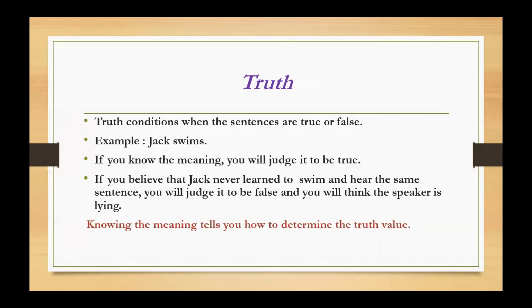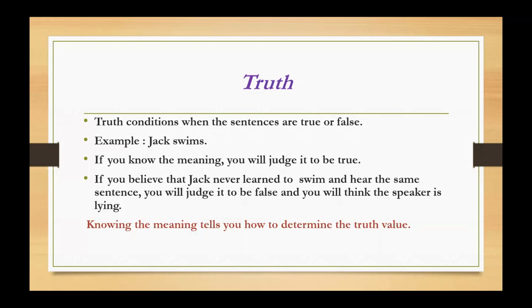So, Jack swims. Is it true? If you know the meaning of Jack and swims, and if you believe that Jack is someone who can swim, then this sentence is true for you. If you know that Jack doesn't swim or can't swim, then this means that this sentence is not true.